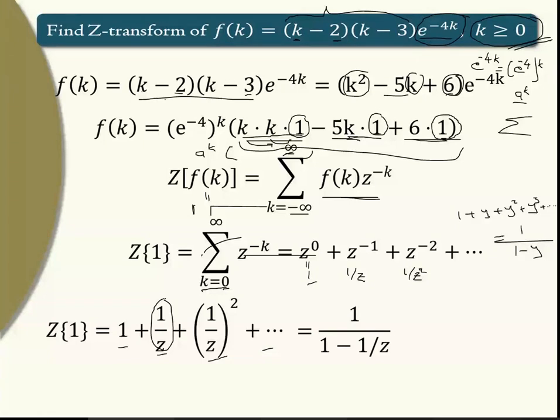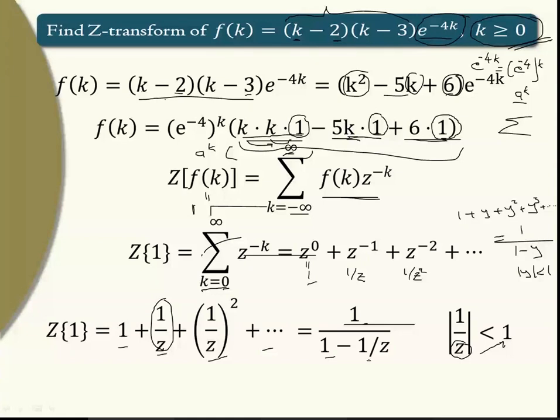And there is a condition on this. This summation will be finite if mod y is less than 1. That is, mod of 1 by z must be less than 1, since we are replacing y by 1 by z. Correct? Now mod 1 is 1. Take this mod z to the other side. Multiply and divide by z.